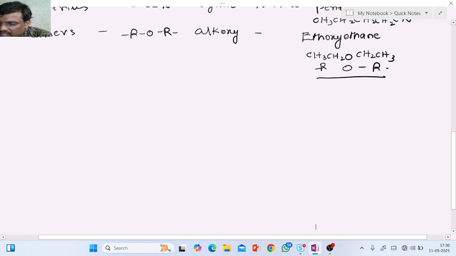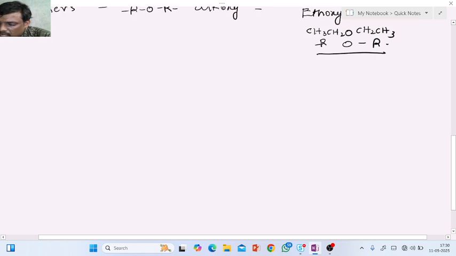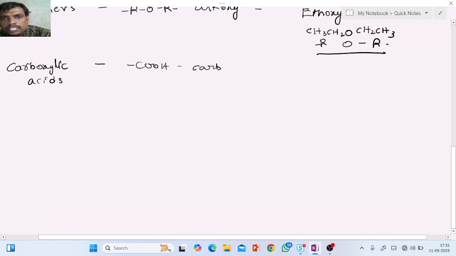After ethers, carboxylic acids are there. How to represent carboxylic acids? The IUPAC functional group for carboxylic acid is COOH. What will be the prefix? Carboxy. And what will be the suffix? Oic acid.